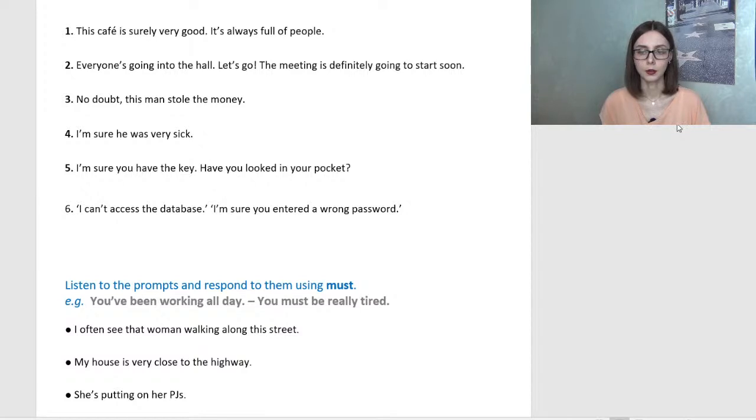Are written contractions possible? They are possible only in informal writing.